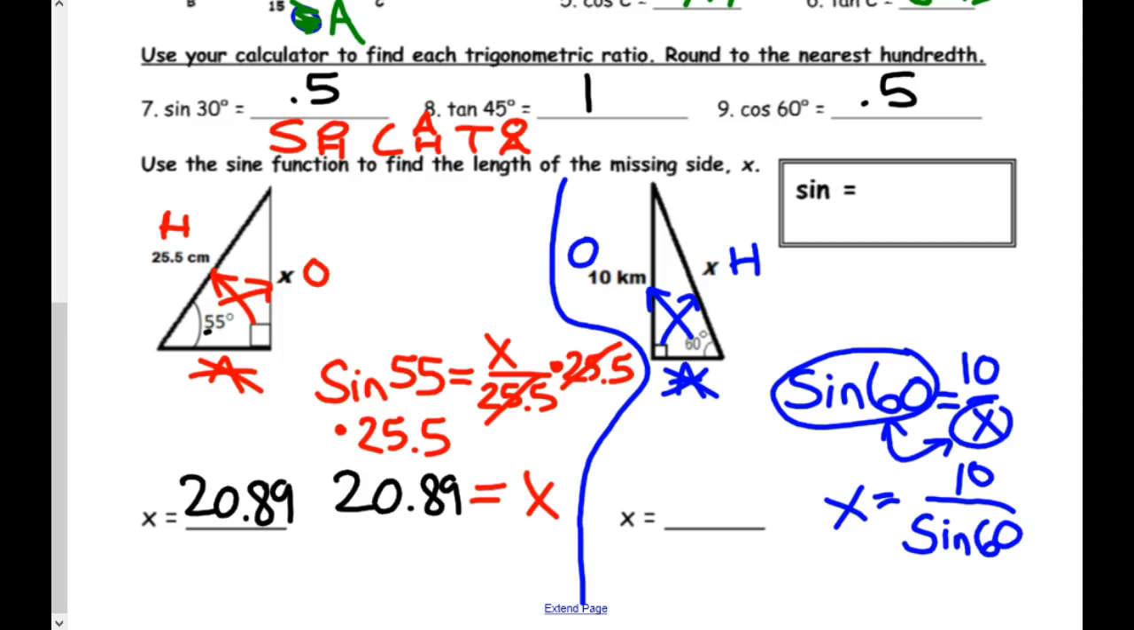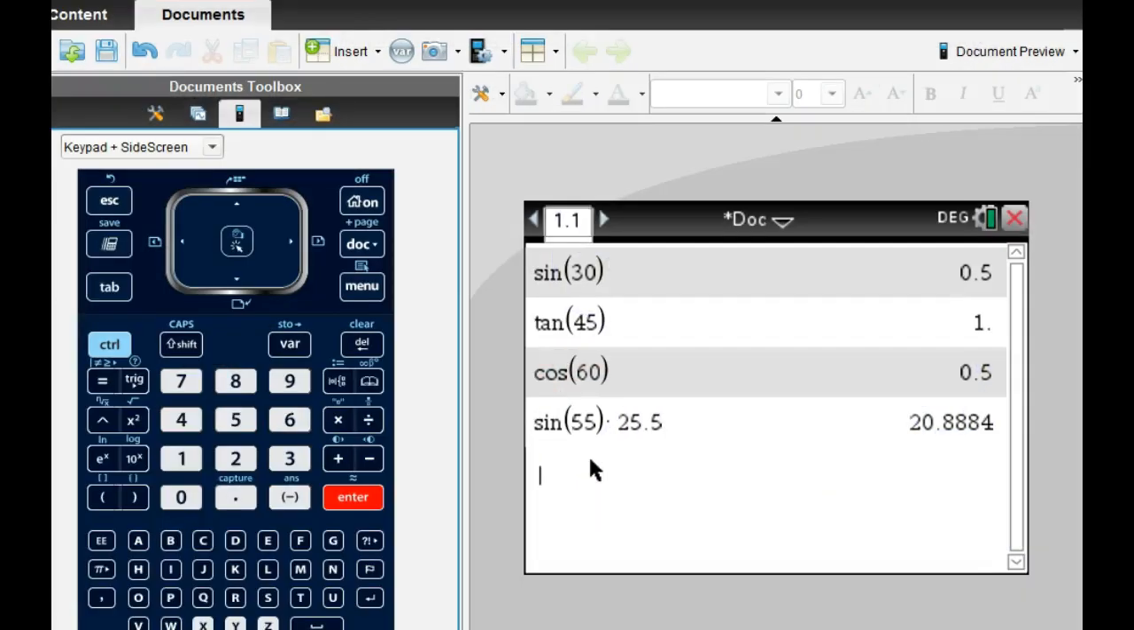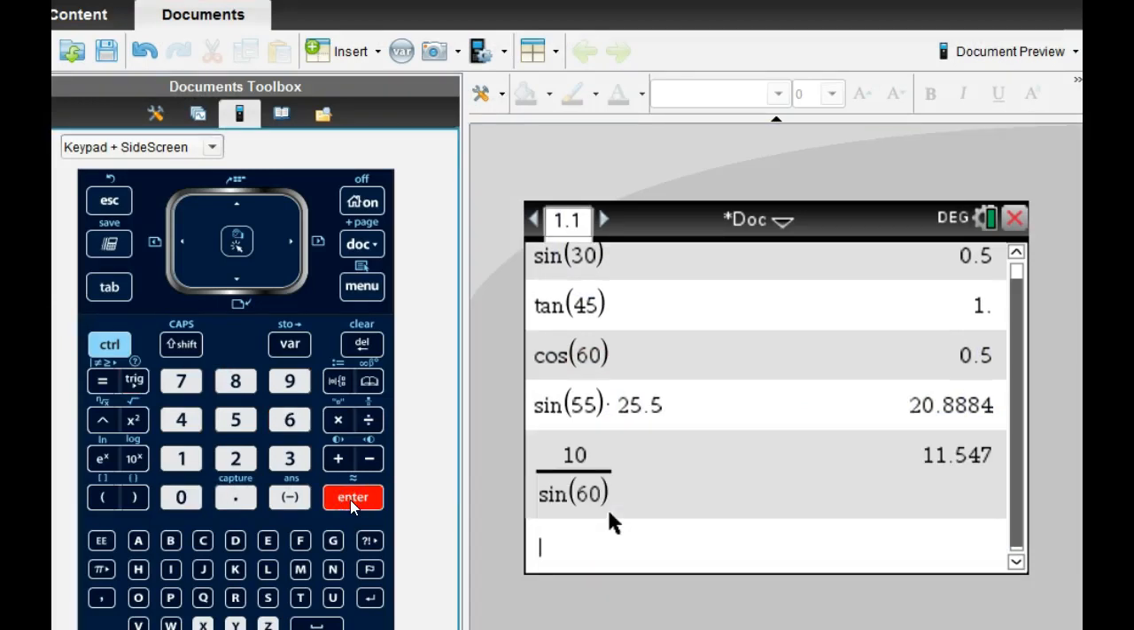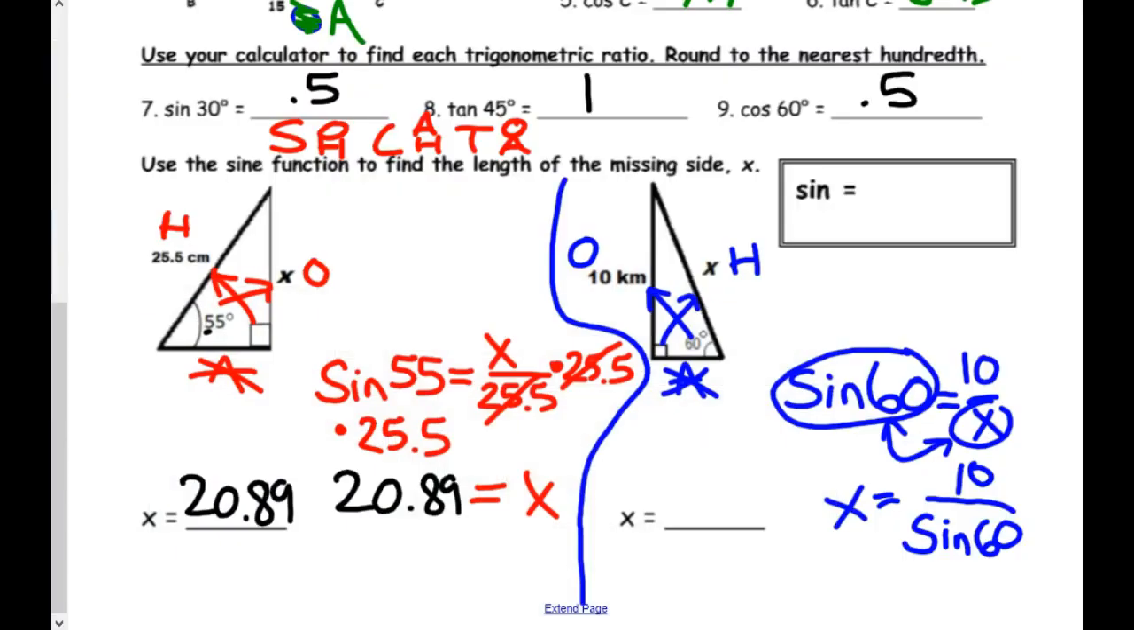10 divided by sine 60. And I get 11.55. That 7 makes the 4 go up, right? So 11.55.